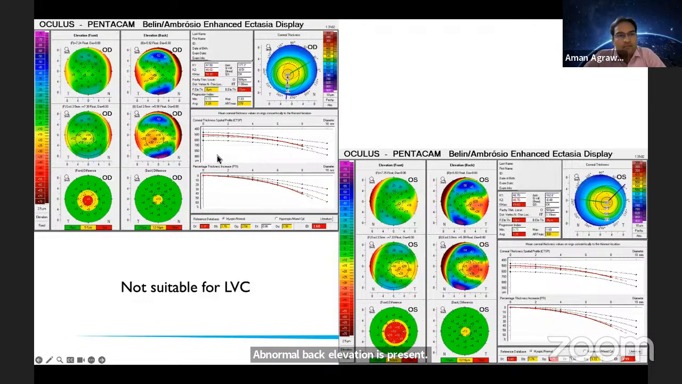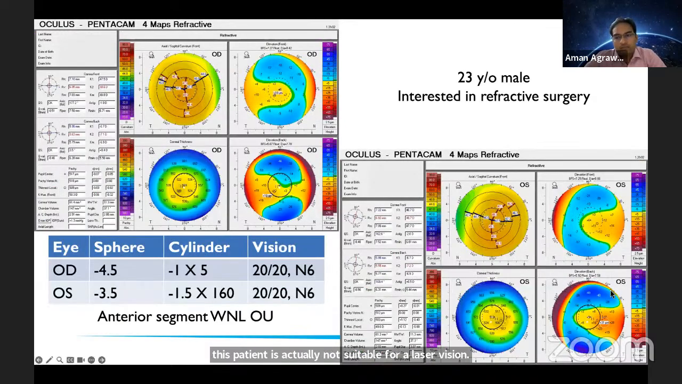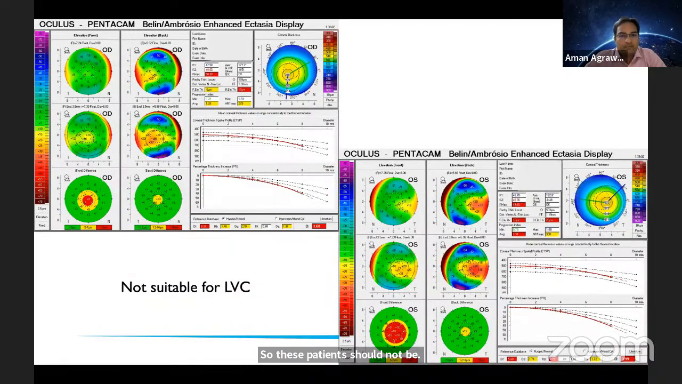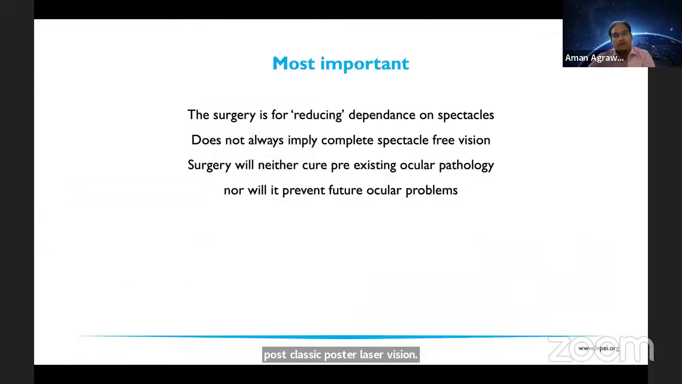In this case, if we look at the BAD map, we can see that the BAD map also suggests a localized ectatic process going on in both the right as well as the left eye, more in the left eye. So this patient is actually not suitable for laser vision correction. And what we might actually be dealing with is maybe a case of subclinical keratoconus in the left eye. These patients should not be taken up for laser vision correction because of a very high risk of post laser vision correction ectasia.